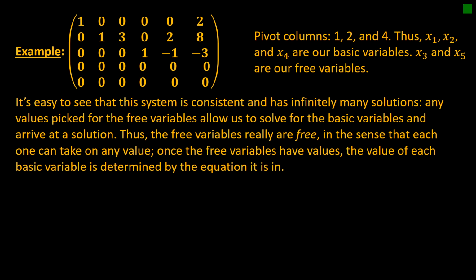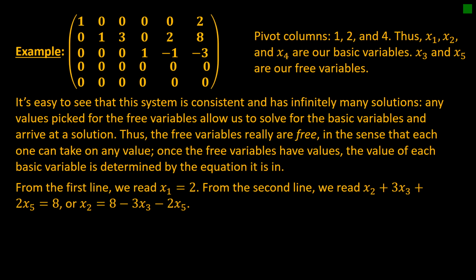So the free variables really are free in the sense that each one can take on any value. Once the free variables have values, the value of each basic variable is determined by the equation it is in, right? So from the first line, let's go through this. We read that x1 is just equal to 2. All right, there's nothing free about that very first equation. x1 just has to be 2. From the second line, we read x2 plus 3x3 plus 2x5 equals 8.